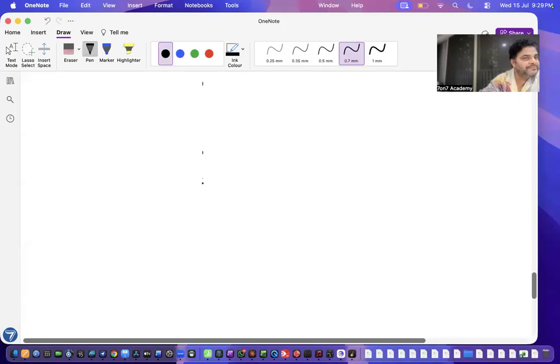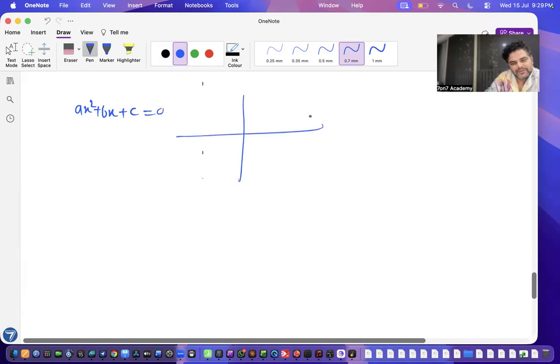Now, if I have ax squared plus bx plus c equal to 0, and if this root is alpha and this is beta, how can you connect them? What is alpha plus beta? What is alpha into beta?